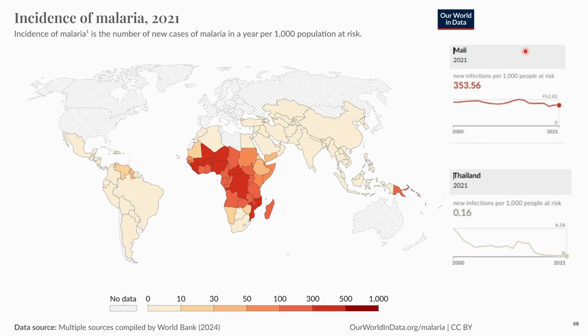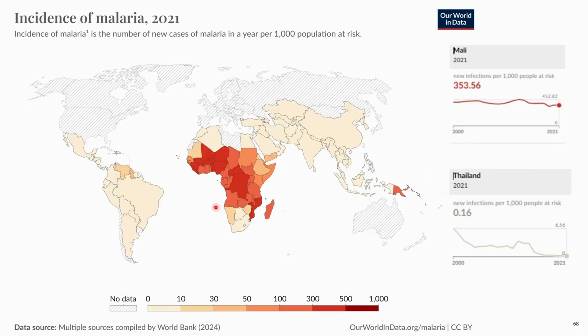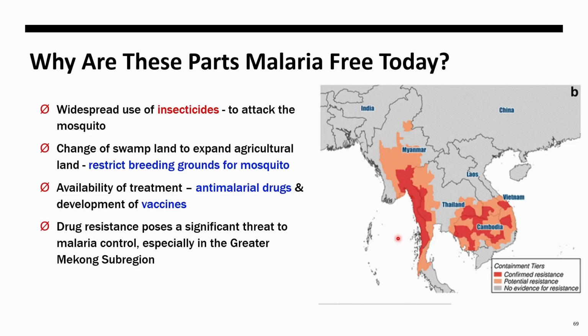The incidence of malaria in 2021, you can see most countries do not have any incidence of malaria. But still there is a very low incidence of malaria in the South American region and in the Asian region. But in the African region there are still many cases of malaria. So why? In some parts of the world like USA, Canada, Russia, Australia, there's no record of malaria.